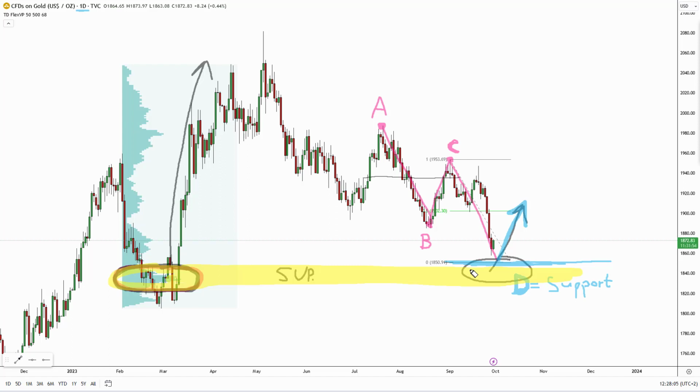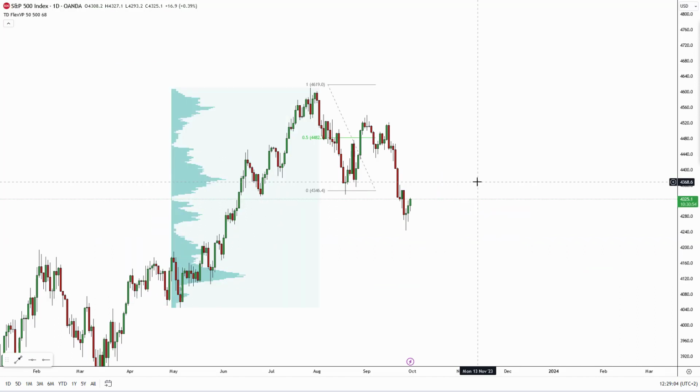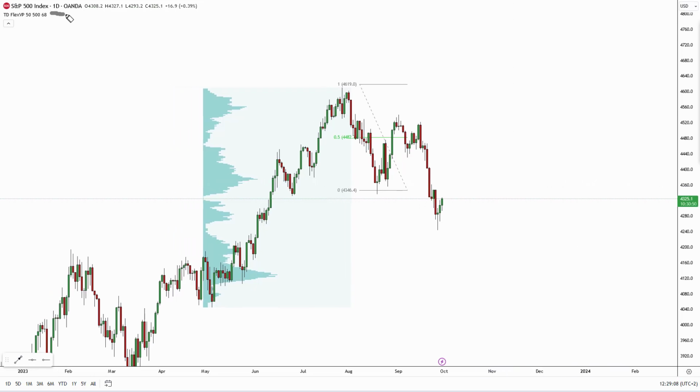There was something a bit similar on the S&P 500 index, so let me show you real quick. This is the S&P 500 index daily chart, and in here there's also the ABCD setup. So this is point A, this is point B, then somewhere between A and B, but above the 50% mark, should be point C, which is in here. So this is point C.